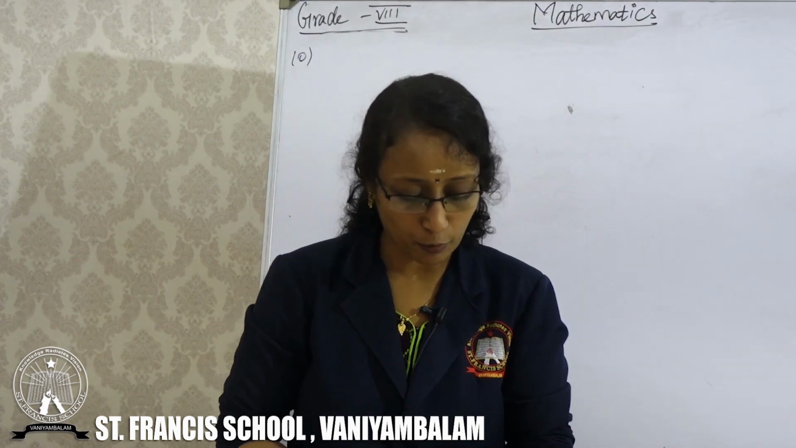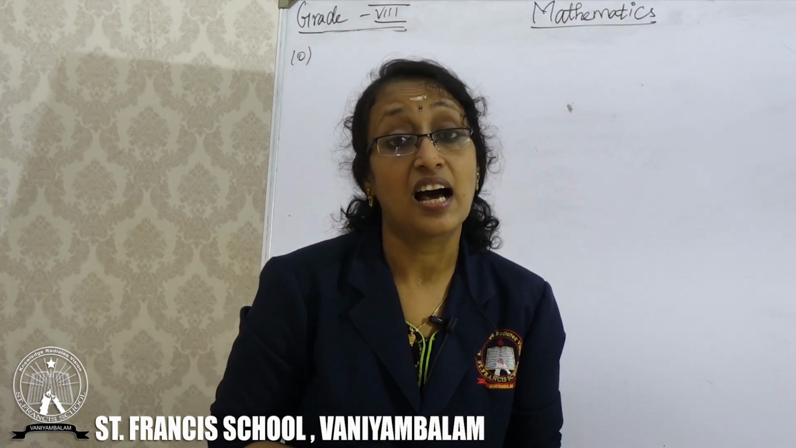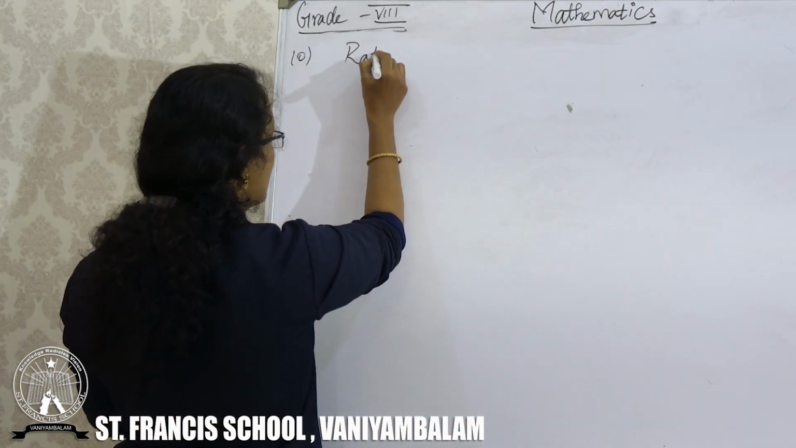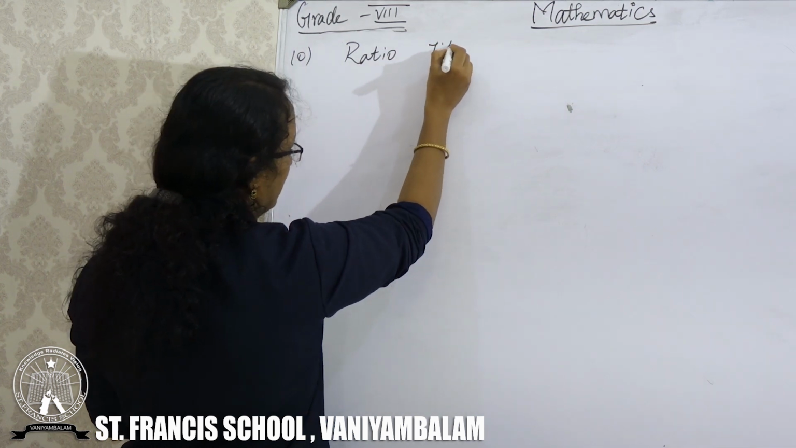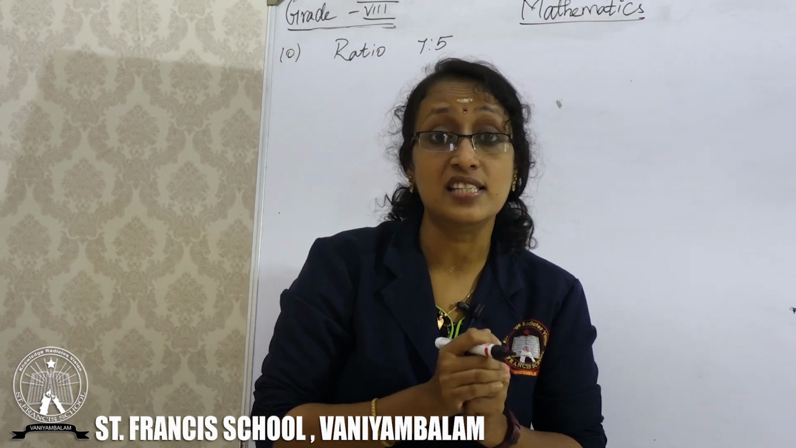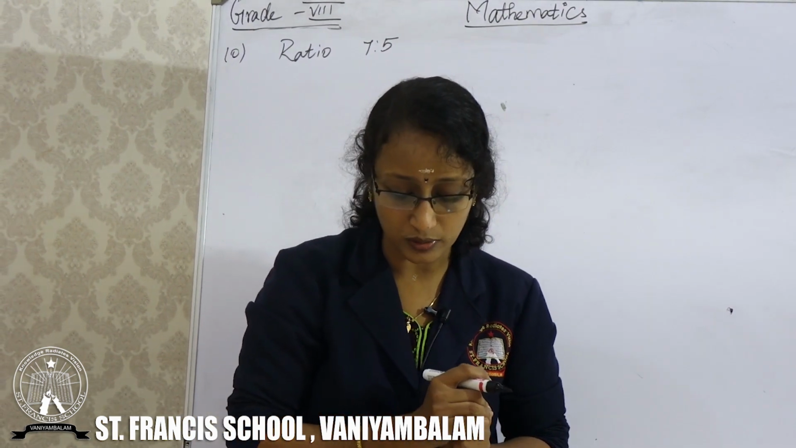Next, 10th problem. The number of boys and girls in a class are in the ratio 7:5. Ratio it is given 7:5. The number of boys is 8 more than the number of girls. What is the total class strength?